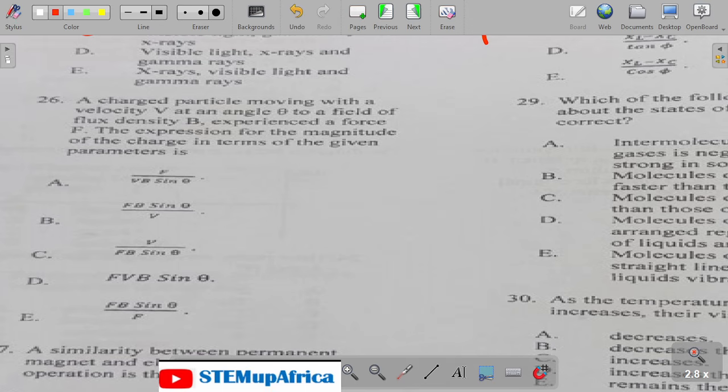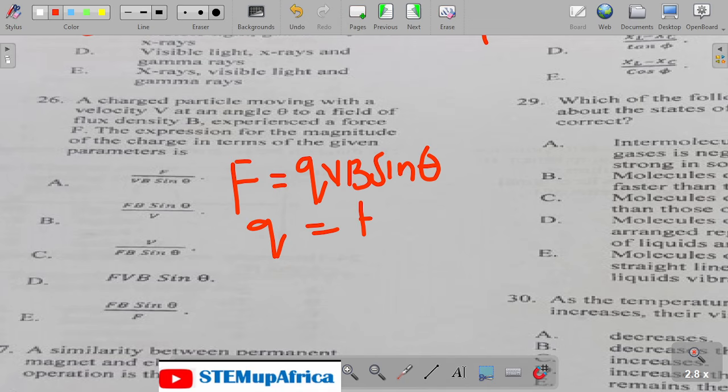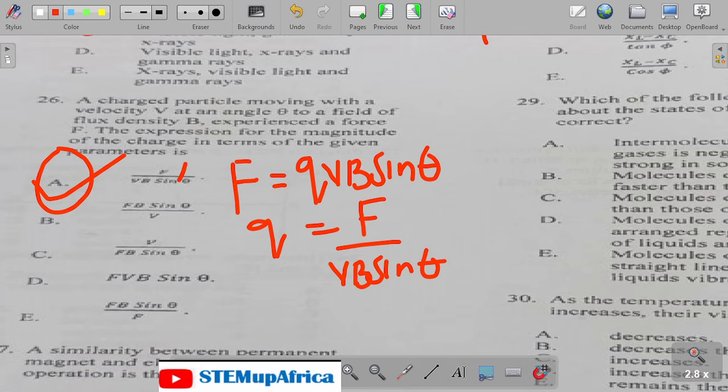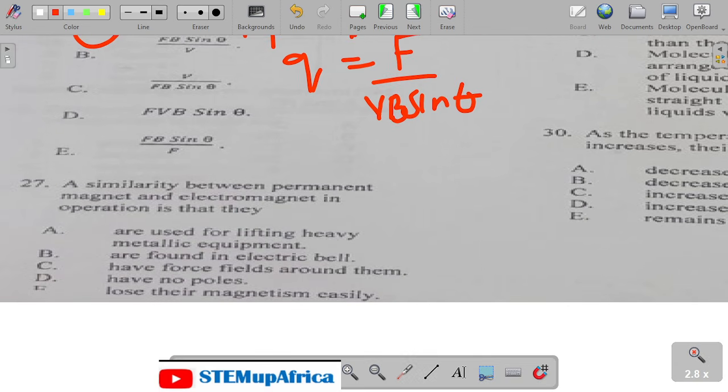Then 26, charge in magnetic flux. You know, we have F equals q v B sine theta. So the expression for the charge, my q now will be F over v B sine theta. We have F over v B sine theta, which is option A. 26 is A. So let's check 27.